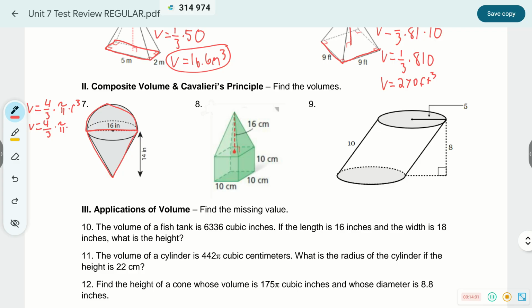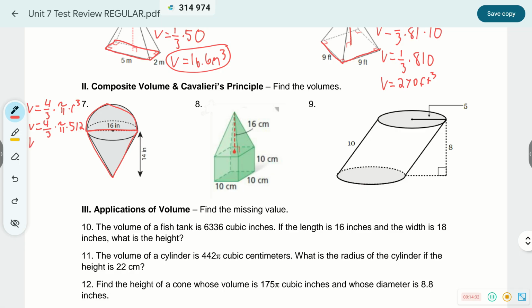8 times 8 is 64, times 8. It's 512. Okay, 8 cubed. 8 times 8 times 8 is 512.